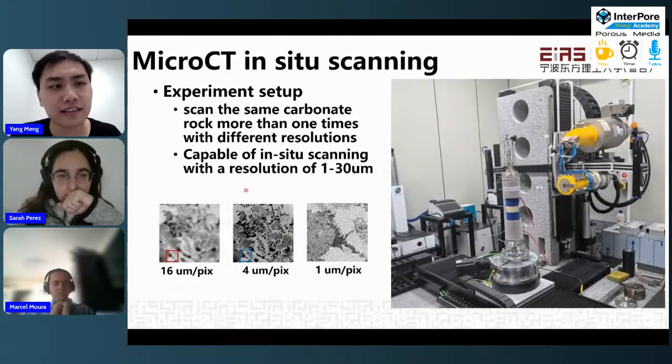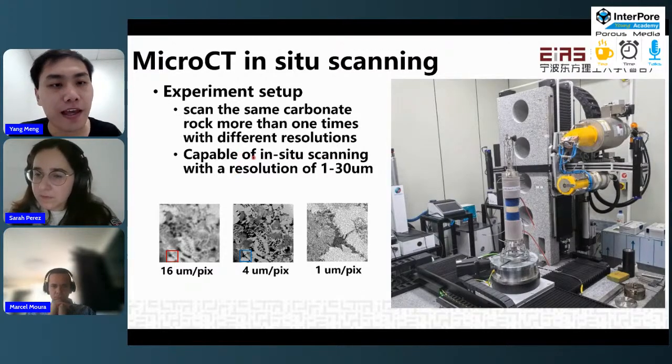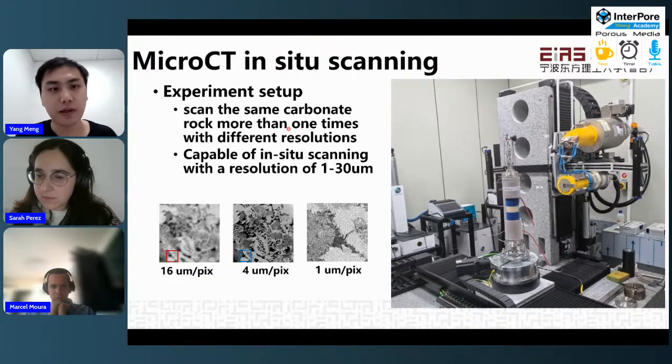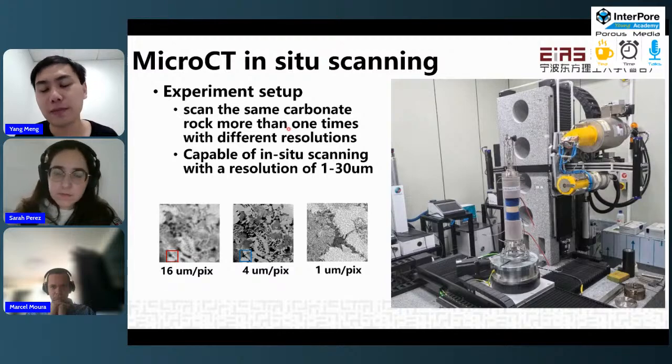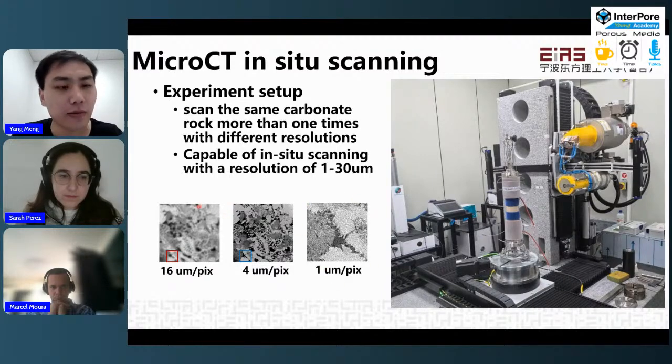As for the second data set, many thanks to Shenzhen University for providing the equipment for the macro CT scan. They can scan the same carbonate rocks more than one time with different resolutions, and the resolution ranges from 1 micrometer to 30 micrometer per pixel. So we scan across three resolution images from 16 to 4, and the highest resolution is 1 micrometer per pixel. I will show you why we scan the 1 micrometer per pixel later. And we use the 16 and 4 micrometer per pixel images to prepare the paired data set.